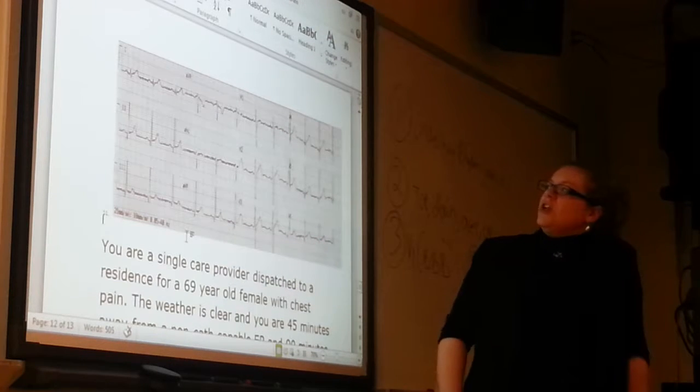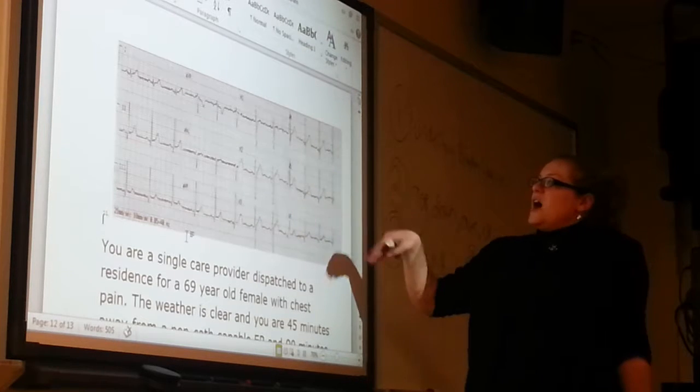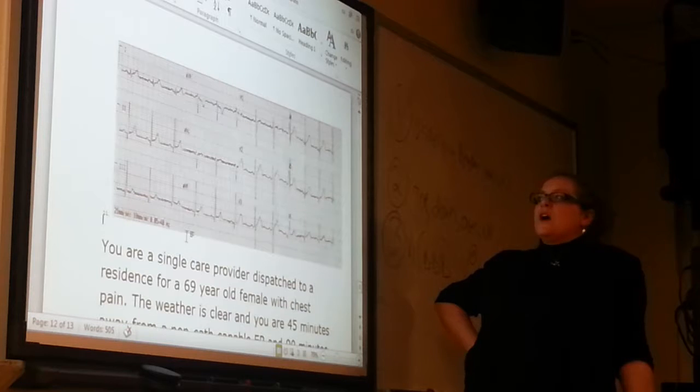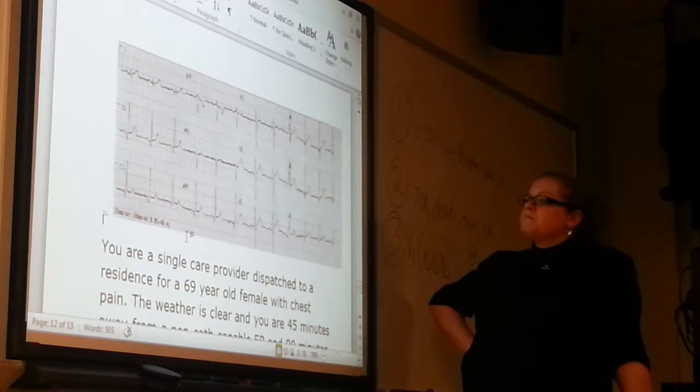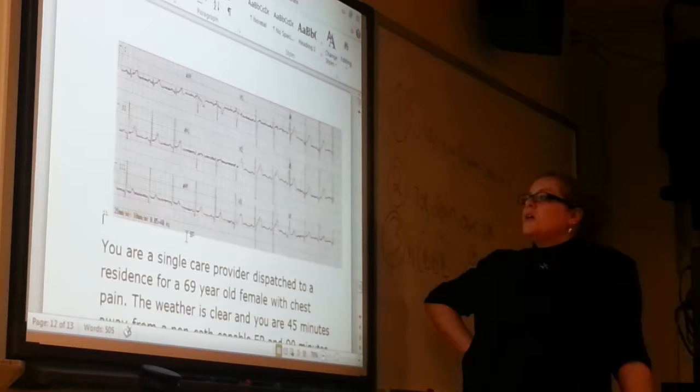So now we came down. Where's my next place I'm going to look? V4. V4, because remember, over, down, up. Anything significant in V4 that I'm concerned with? T waves totally peaked. Anything else? Probably not. Not too worried at this point. V6.